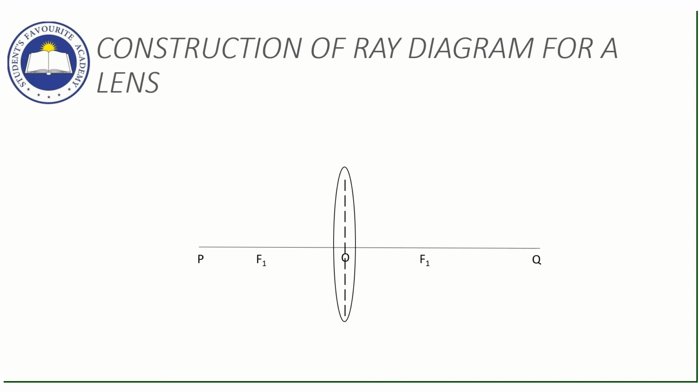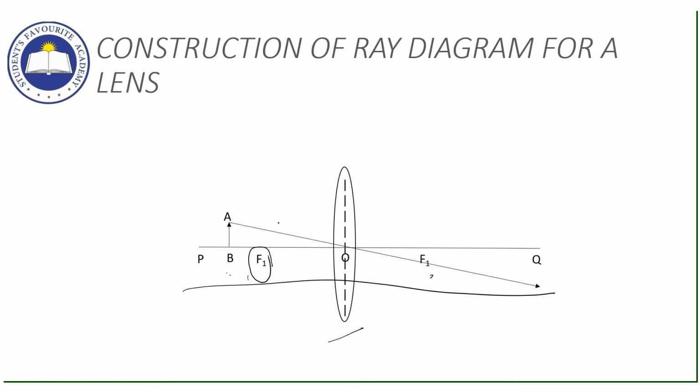Okay. So now this is how to start. This is the lens. This is the principal axis, F1, F2. Now, suppose an object is kept here beyond the first focal point. Suppose AB is the object.